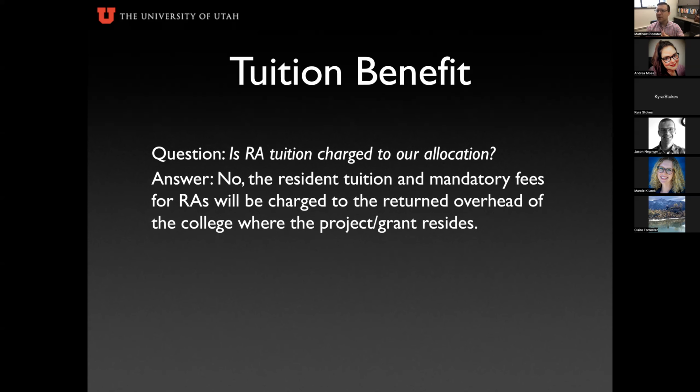And so a good example of this nuance of where the grant resides, we might have a biomedical engineering student who's working on a grant where the PI is in the School of Medicine. And so the biomedical engineering student's resident tuition and mandatory fees would be charged to School of Medicine's returned overhead, because that is where the grant resides.